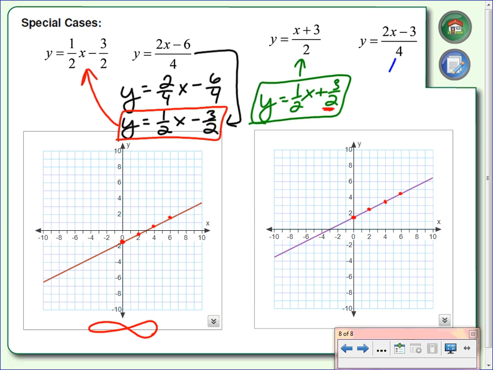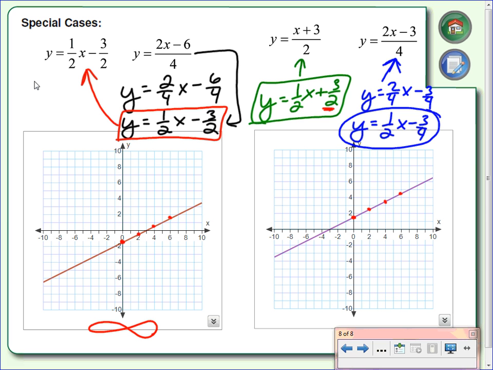I don't like the way this equation is written either, so I'm going to change that one as well. I'm going to divide everything by 4. So now I've got 2 divided by 4x and 3 divided by 4. You'll notice 2 over 4 is the same thing as 1/2, so I'm just going to reduce that fraction. So this is the same thing as that thing.